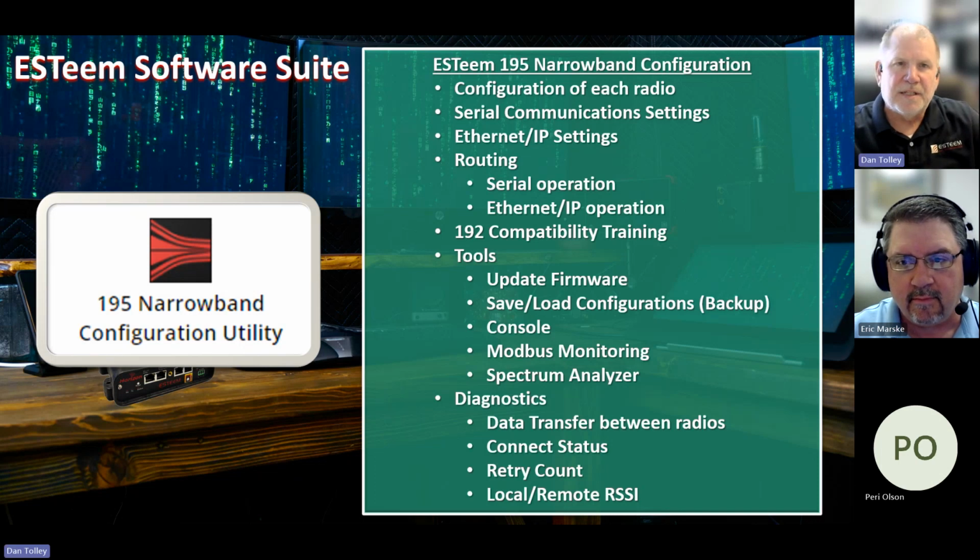One of the other things that differentiates ESTeem is that we are very aware of backwards compatibility. This 195 narrowband radio can actually be backwards compatible, or downwards compatible, to our previous generation, which was called a 192. And there's actually a way of setting this up for that compatibility.